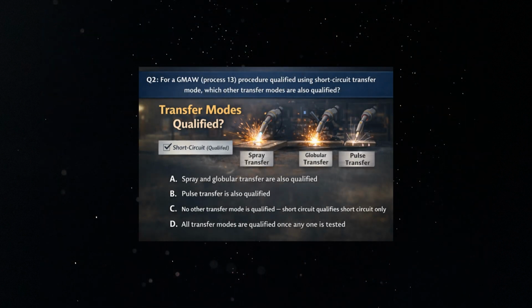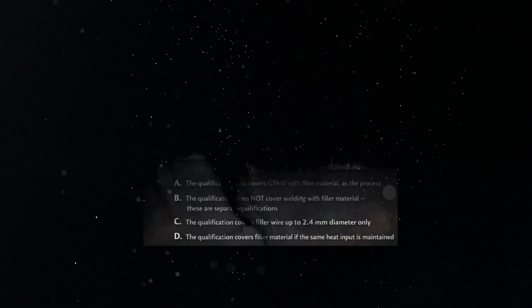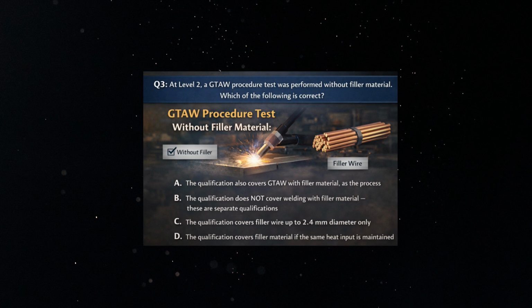Question 2. For a GMAW, process 13, procedure qualified using short circuit transfer mode, which other transfer modes are also qualified? Question 3. At level 2, a GTAW procedure test was performed without filler material. Which of the following is correct?